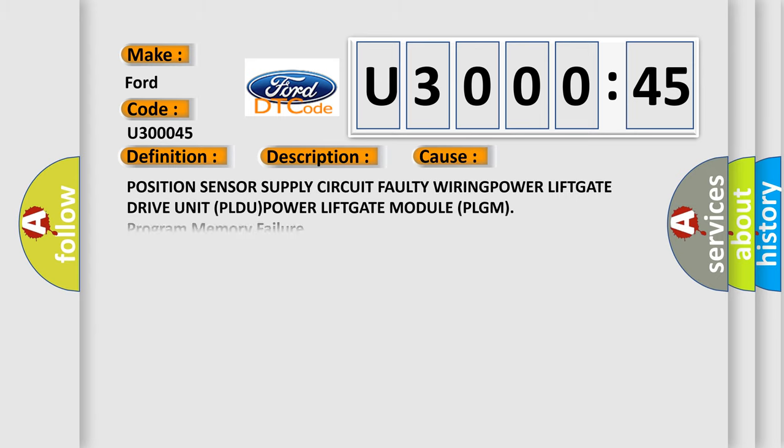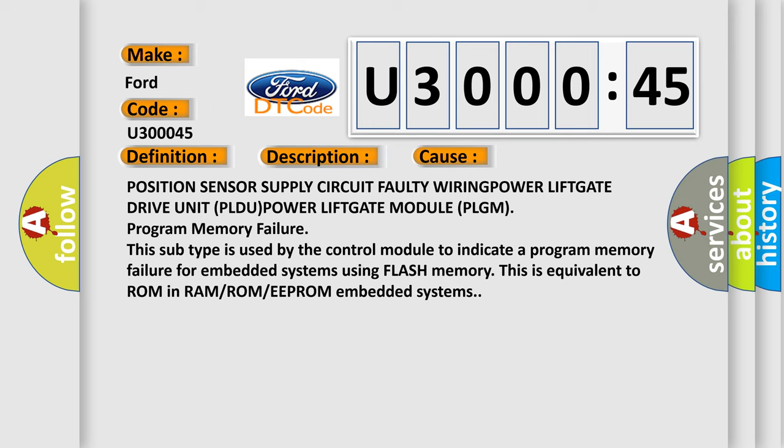This diagnostic error occurs most often in these cases: position sensor supply circuit faulty, wiring, power liftgate drive unit PLDU, power liftgate module PLGM program memory failure. This subtype is used by the control module to indicate a program memory failure for embedded systems using flash memory. This is equivalent to ROM in RAM or ROM or EEPROM embedded systems.